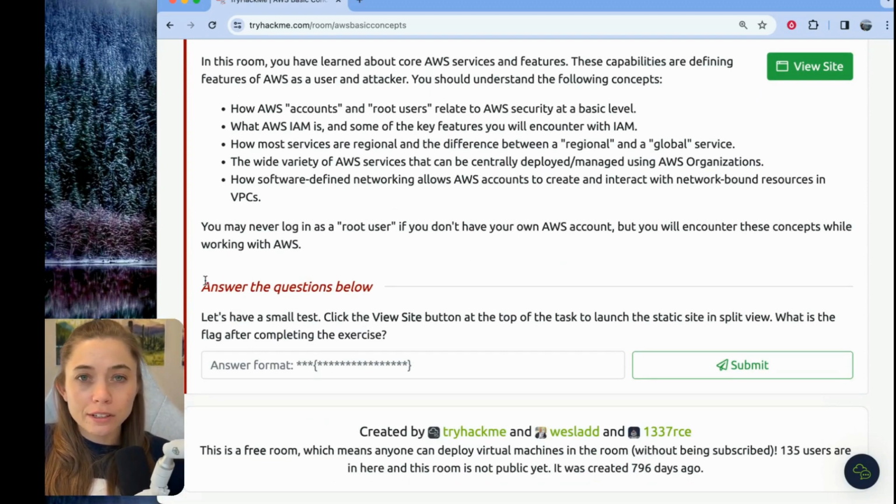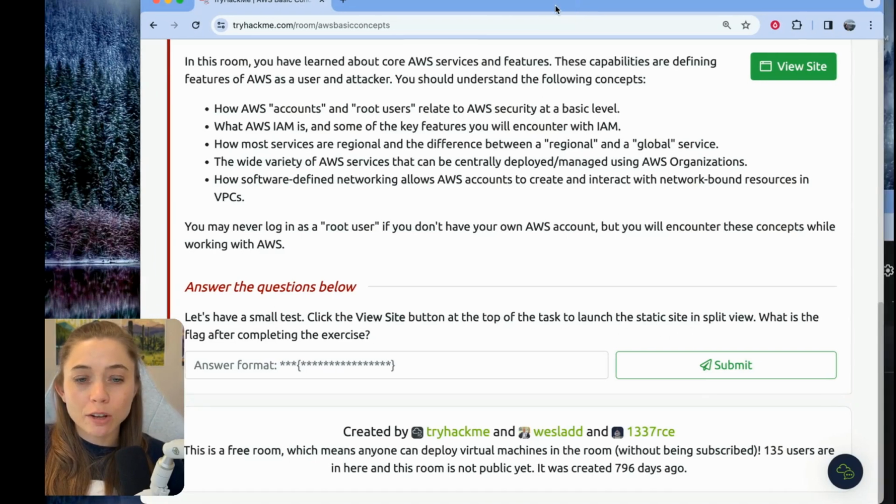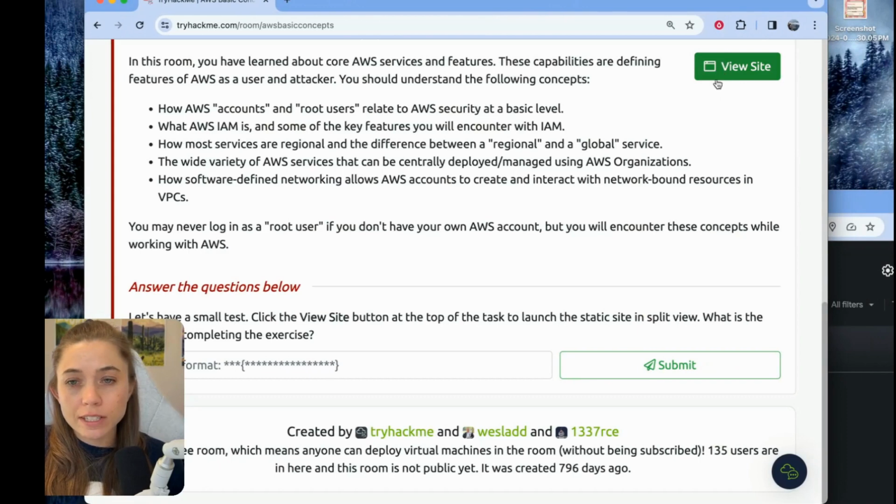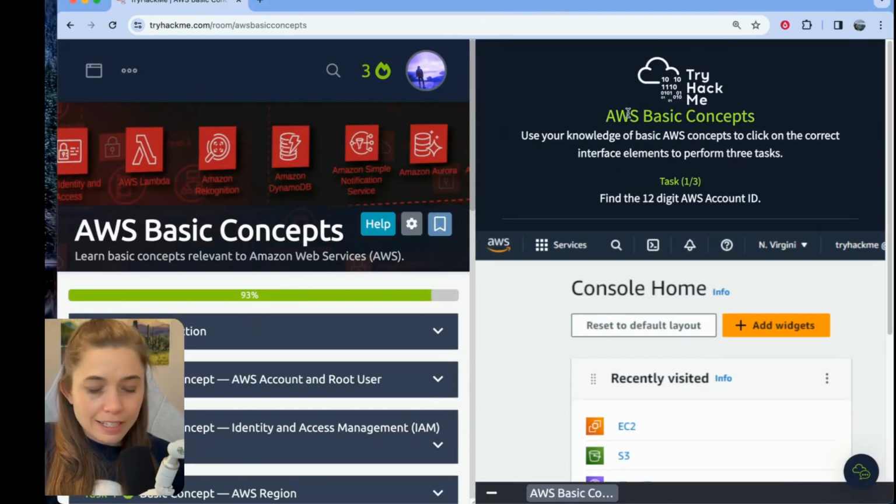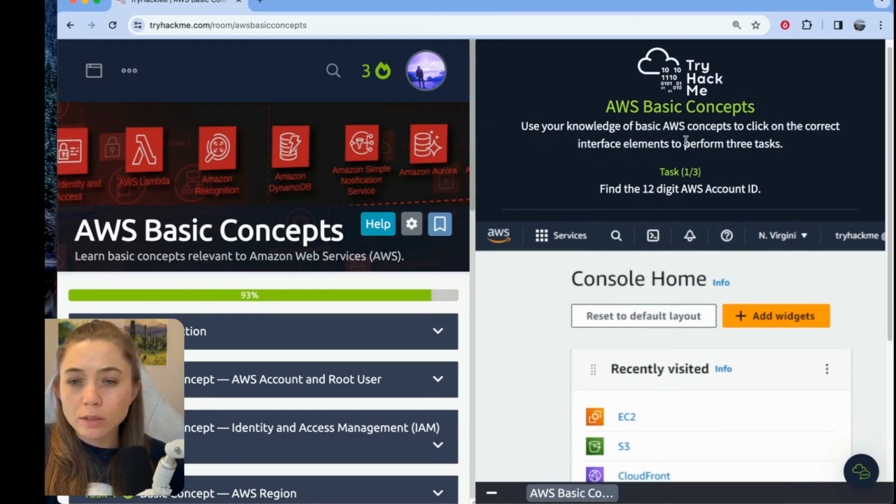Lastly, to finish the room, it looks like we've got another CTF. Let's have a small test. Click the View Site button at the top of the task to launch the static site in a split view. What is the flag after completing the exercise? So let's see what they've got for us here. I loaded this static site. It looks like it has a few tasks for us. Use your knowledge of basic AWS concepts to click on the correct interface elements to perform 3 tasks.